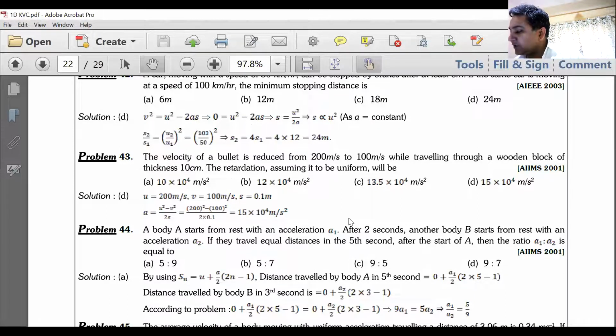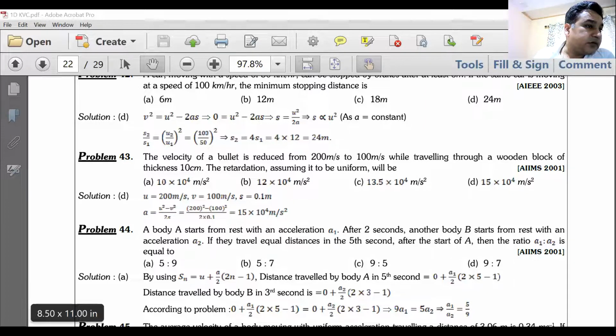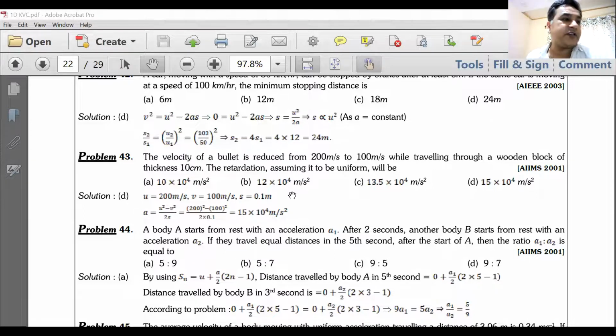Question number 43. A bullet of velocity is reduced from 200 to 100 meter per second while traveling through a wooden block of thickness 10 centimeters. What is the retardation of the body? Do we get this question? Question number 43. A bullet which is moving with a velocity of 200 meter per second is traveling through a wooden block and the velocity decreases to 100 meters per second. We have to find out its retardation. The bullet has gone inside the block. You have to find out what is the retardation of the body.